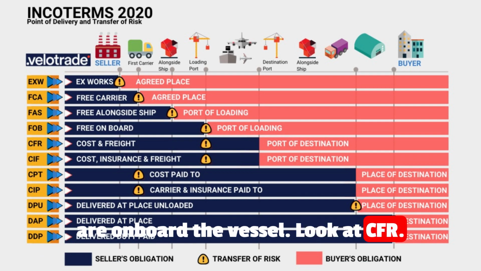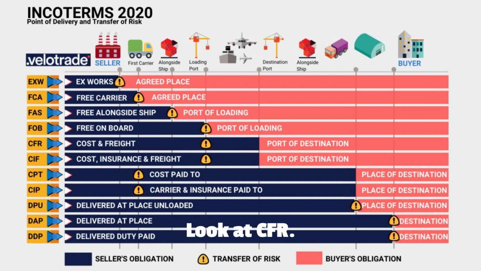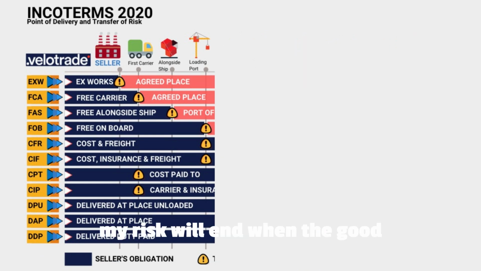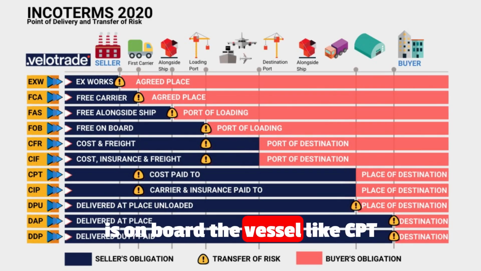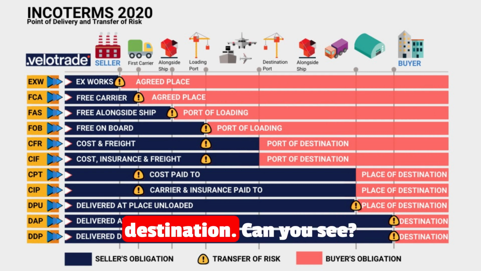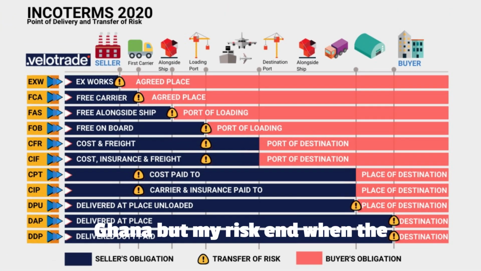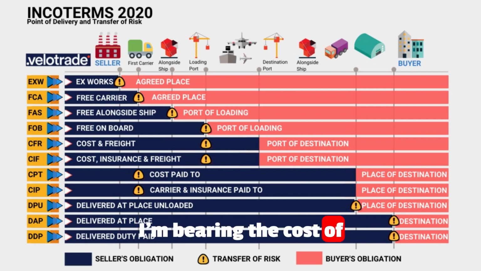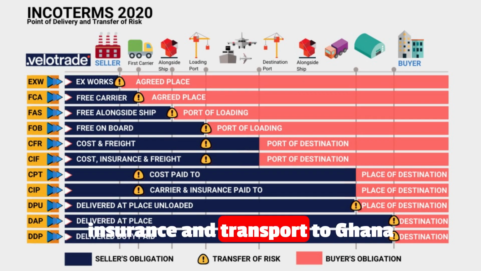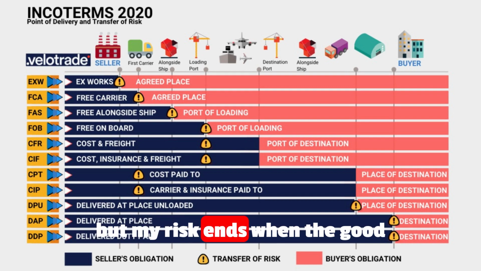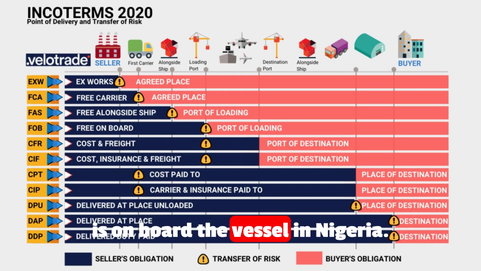Look at CFR. In CFR, my risk will end when the goods are on board the vessel, like CPT in my country, but I'll bear the cost of transport to destination. Can you see I bear the cost of transport to Ghana? But my risk ends when the goods are loaded on board the vessel in a proper port in Nigeria. In CIF, I'm bearing the cost of insurance and transport to Ghana, but my risk ends when the goods are on board the vessel in Nigeria.